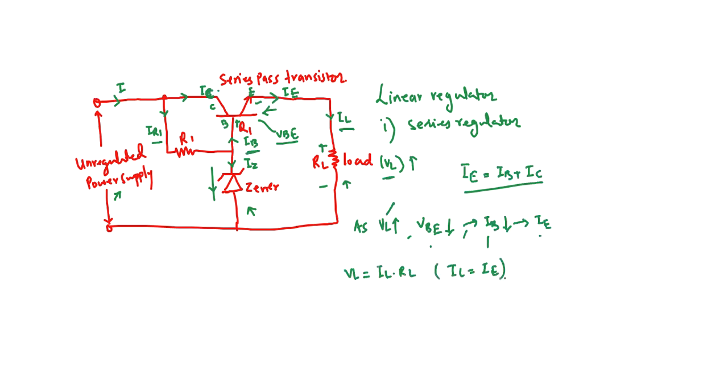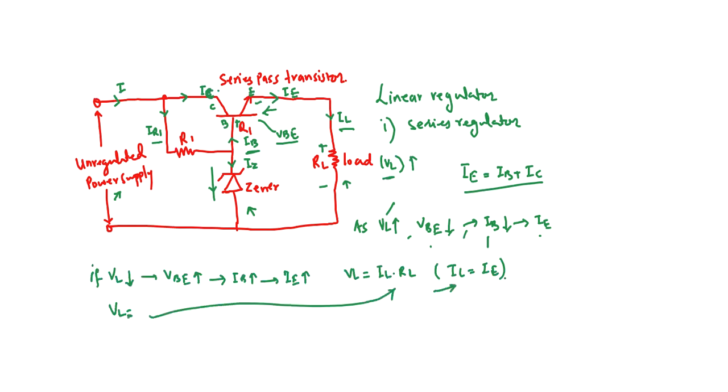Now, in the second scenario, if VL goes down, this leads to VBE going up. This leads to IB going up, and this leads to IE going up. So VL, again IL times RL, where IL is equal to IE, will therefore come up. That's the kind of feedback action it is maintaining.